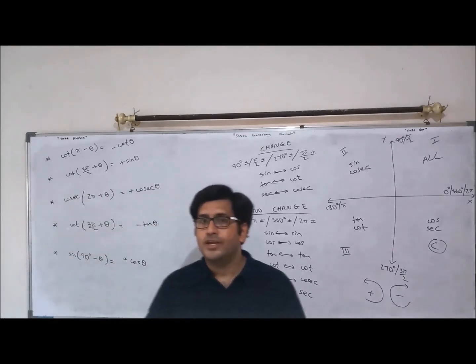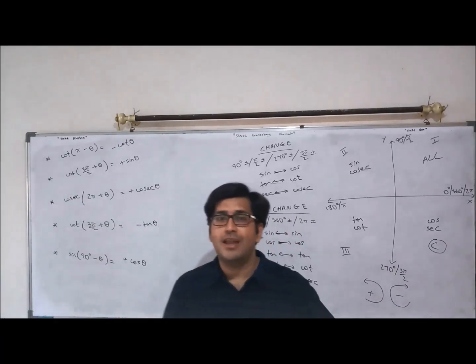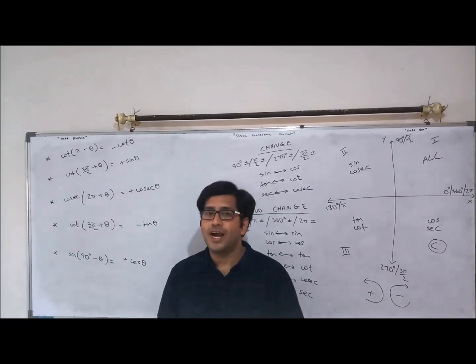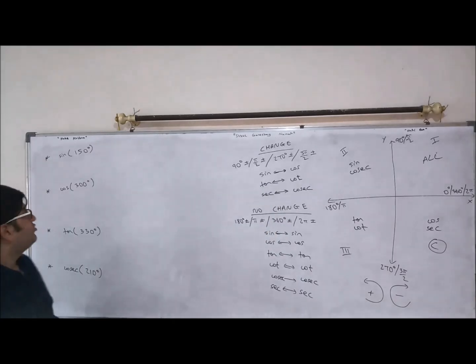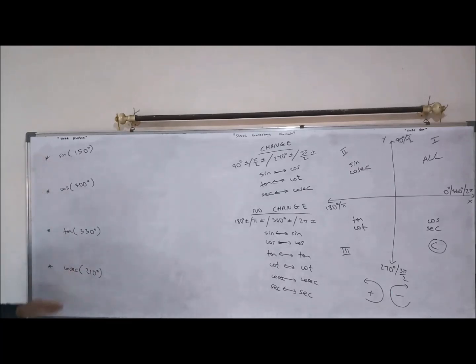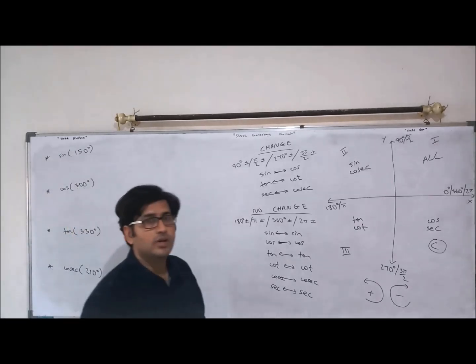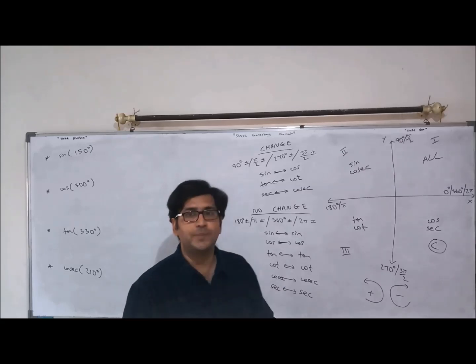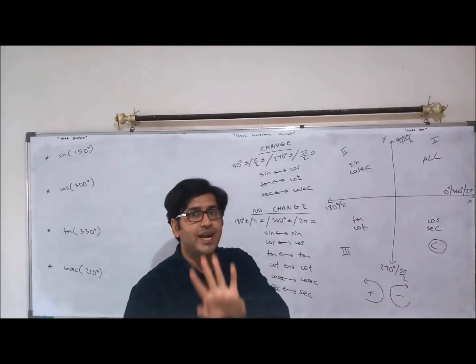Okay students, I hope you have understood the concept of change, no change and plus or minus. So now let's get started with the examples of calculating higher angles. Okay students, so let us understand how to calculate higher angles of trigonometric functions. So we have sin 150 degrees. Now students, always remember that the angles you see in the bracket, you have to just express them in the form of 4 standard angles.